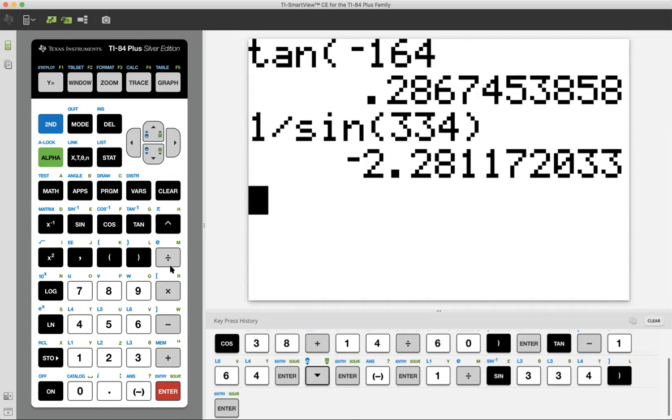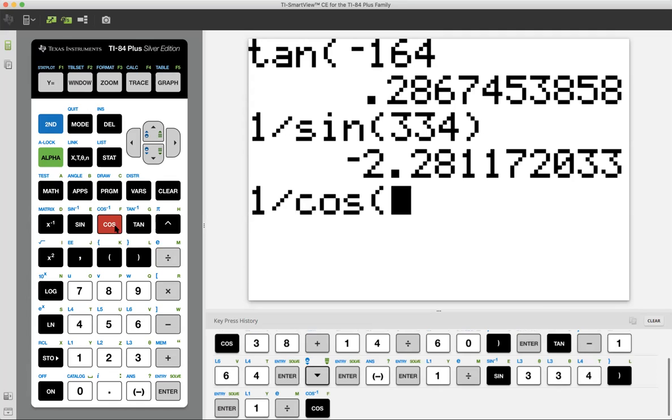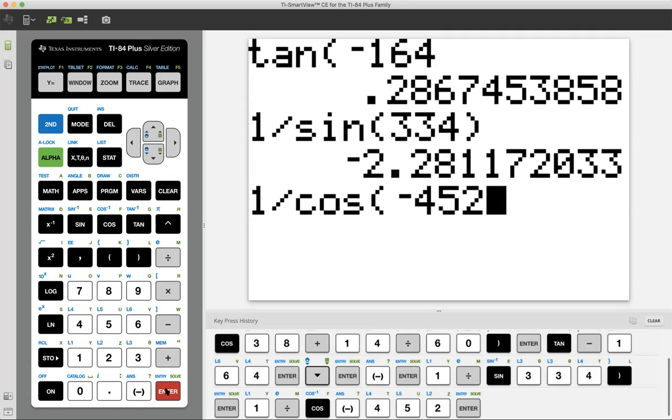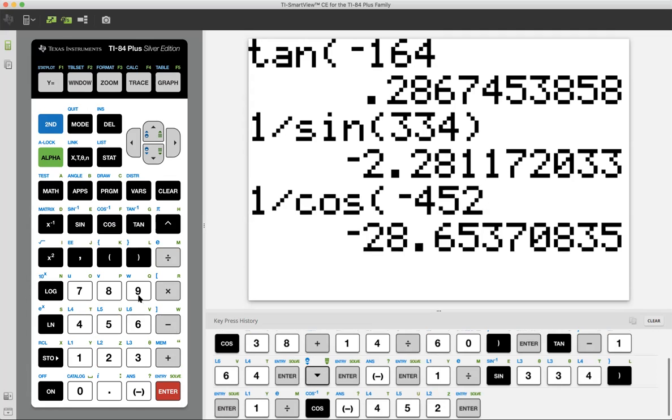For secant then, I'm looking at number 21 on your handout, secant of negative 452. So I have to do 1 divided by, the reciprocal of secant is cosine, negative, use the negative button, 452. And then there it is. That last parenthesis you don't really need. I kind of get lazy and don't close my parenthesis.